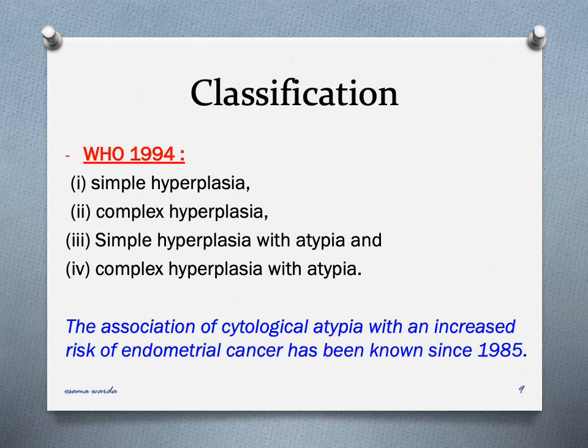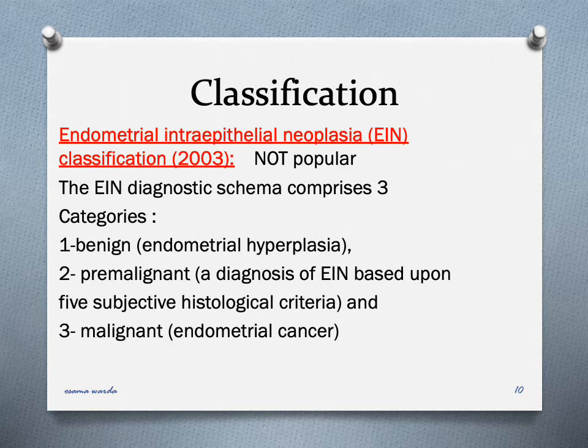Classifications for endometrial hyperplasia. Endometrial hyperplasia had many classifications, starting from simple hyperplasia, complex hyperplasia, simple hyperplasia with atypia, and complex hyperplasia with atypia. This WHO classification was published in 1994. The association of cytological atypia with an increased risk of endometrial cancer has been known since 1985.